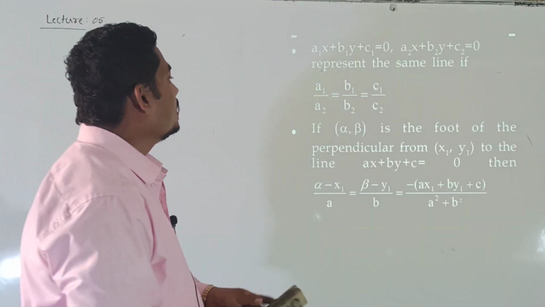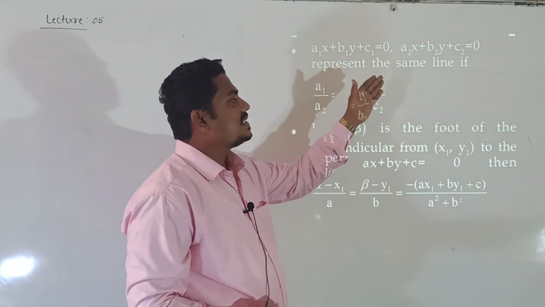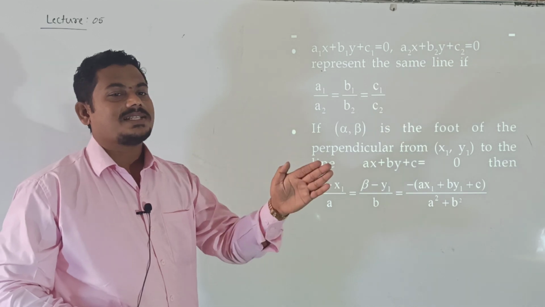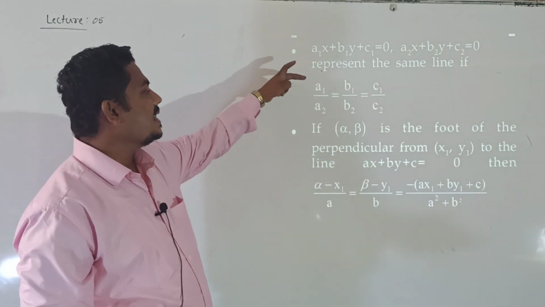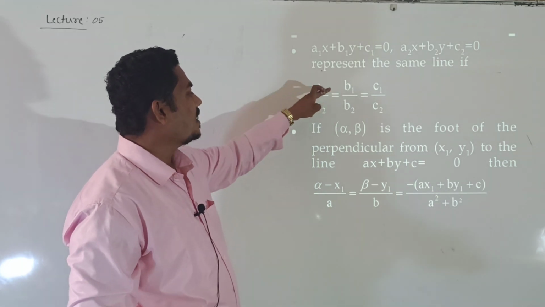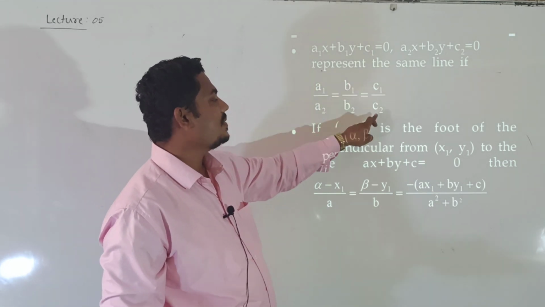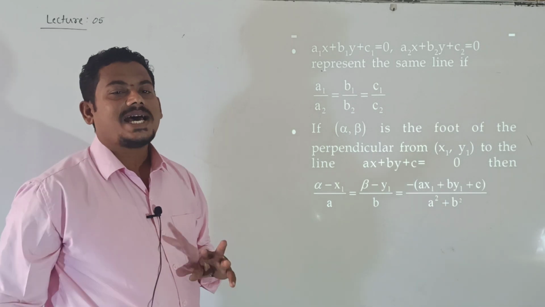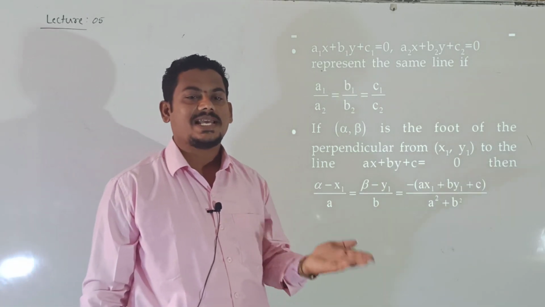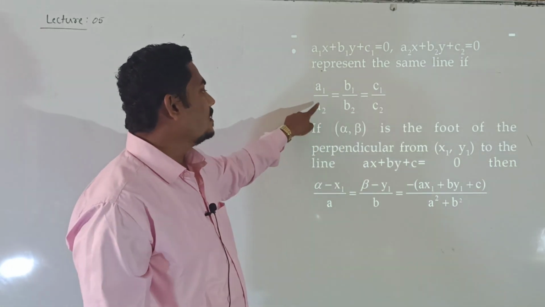Next, these two lines represent the same line. Same line means coinciding. If the lines coincide, then the condition is a1 by a2 equal to b1 by b2 is equal to c1 by c2. Then the lines represent the same line. Same line means they are overlapping lines, coinciding lines.